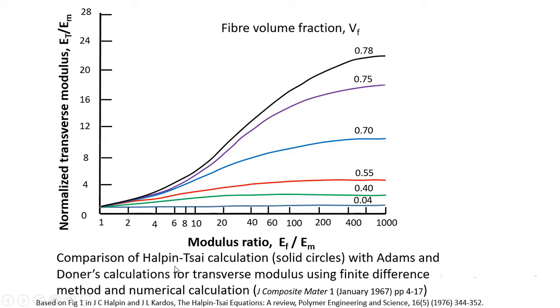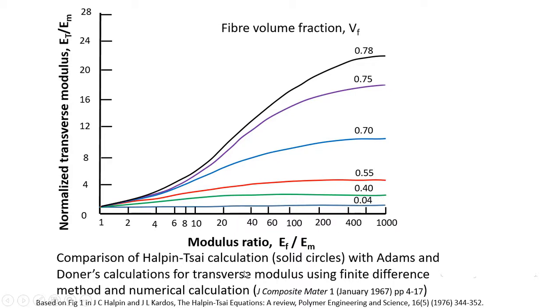Here we will compare the Halpin-Tsai calculation with Adams and Doner's calculation for transverse modulus. Adams and Doner have calculated transverse modulus using finite difference method and numerical calculation, which is given in this paper by Adams and Doner. They have calculated this type of graph for normalized transverse modulus as a function of the modulus ratio of fiber and the matrix. And here we have fiber volume fractions, a very high volume fraction of the fiber, 0.78, and here a very low volume fraction of the fiber.